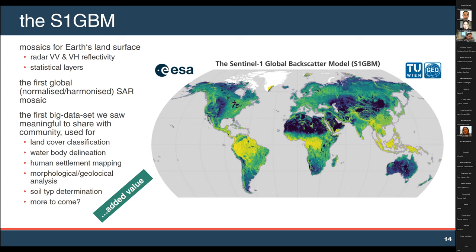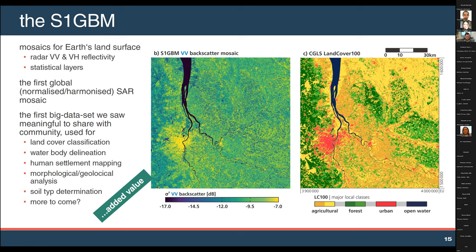So actually a lot of added value can be created, like for land cover classification, water body mapping, mapping of cities and urban areas, soil type determination, and maybe more, we don't know. So we wanted to share this with the community so that they make something out of it. For example, this is zooming into Bordeaux in France with the Atlantic Ocean, having some river inset here, and on the right, typical land cover classes for the area. So you might see this correlation, what you can do with some easy operations.